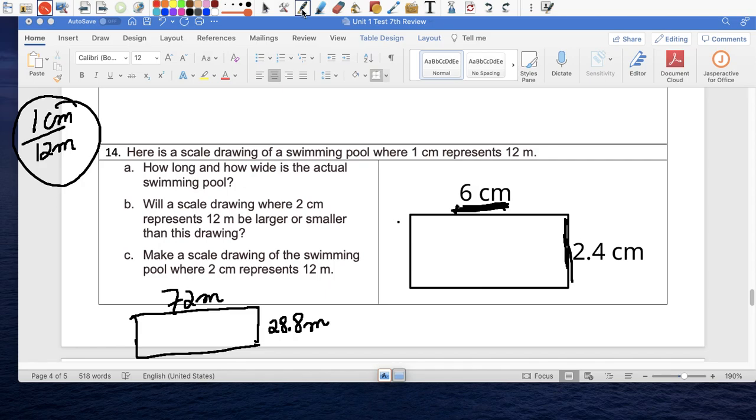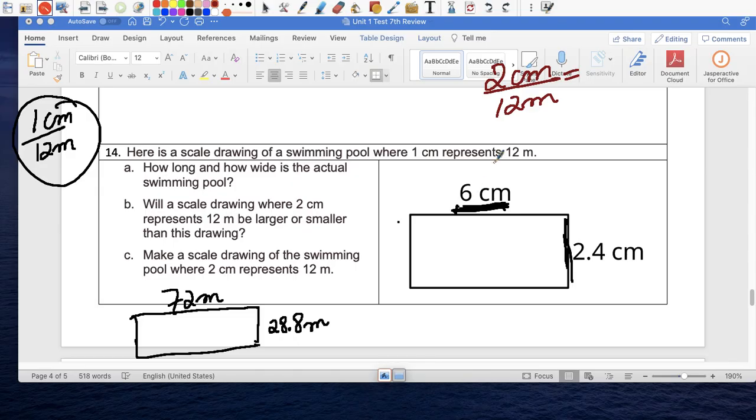Now, my brother comes along and says, "Nah, I don't like your drawing. I want to use a scale of 2 centimeters to 12 meters." And he's going to draw the swimming pool we don't have in his notebook. Is his drawing of the swimming pool going to be bigger or smaller than the one I already drew?